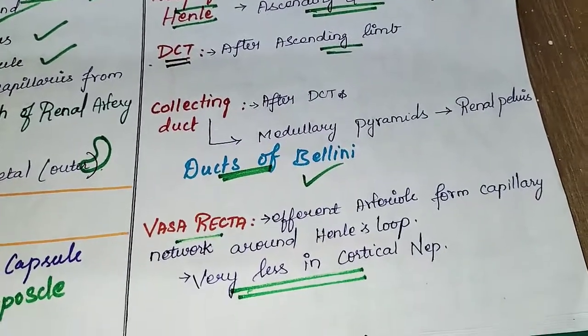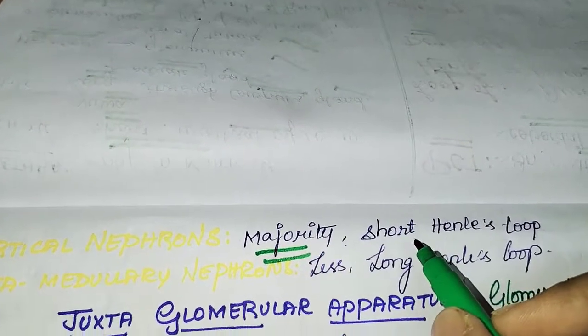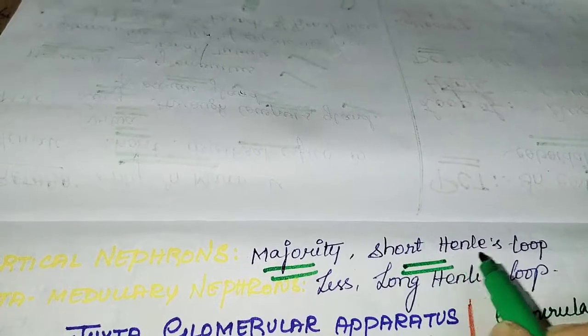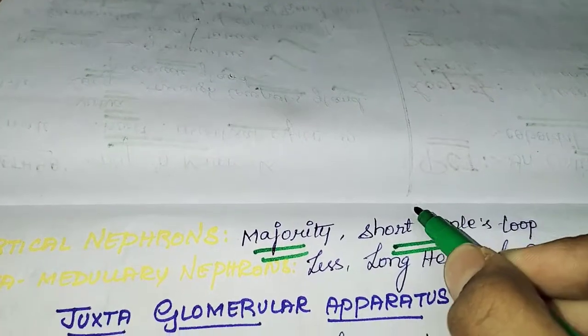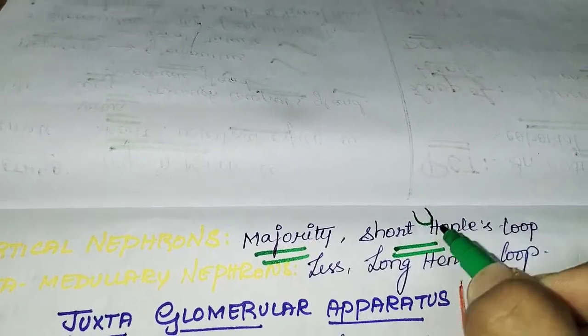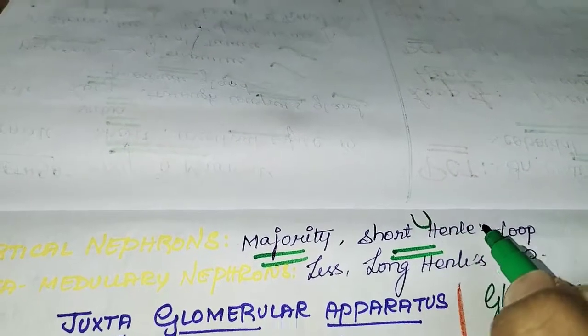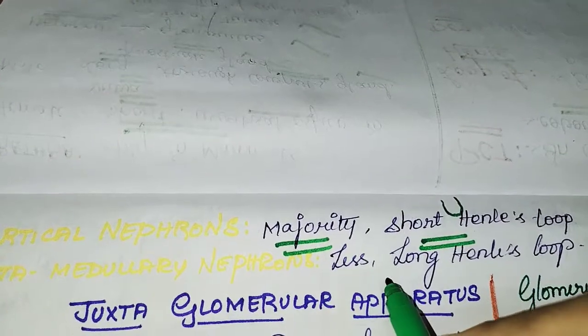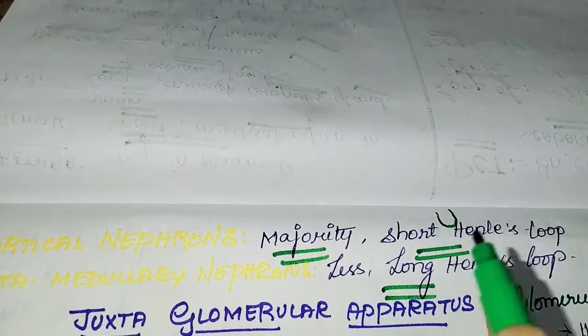What is a cortical nephron and a medullary nephron? Cortical nephrons are the majority in number. In humans, we have cortical nephrons in majority. They have a short Henle's loop, meaning very little of the Henle's loop extends to the medulla. Medullary means a long part of the Henle's loop extends to the medulla.